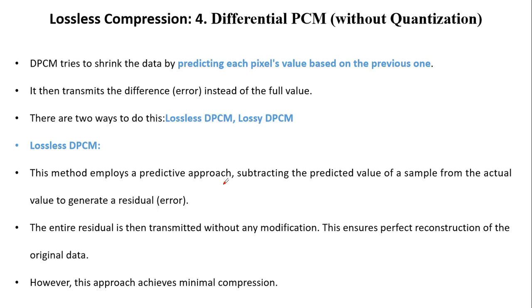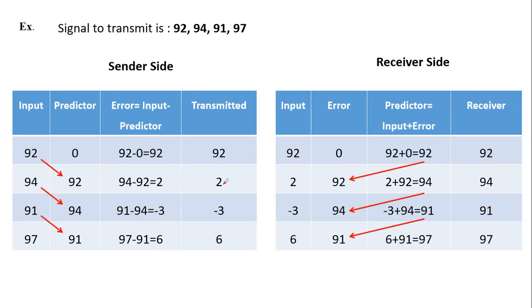Lossless differential pulse code modulation. This method employs a predictive approach, subtracting the predicted value of the sample from the actual value to generate a residual. All these steps will get clear when we solve the example. The entire residual is then transmitted without any modification. This ensures perfect reconstruction of the original data. However, this approach achieves minimal compression. Now we'll see this example.